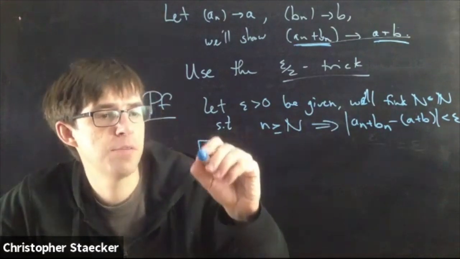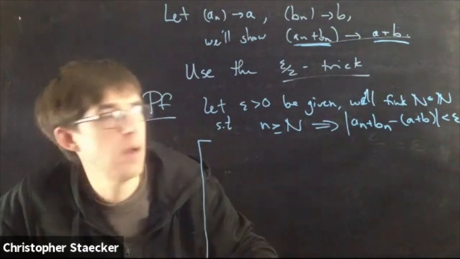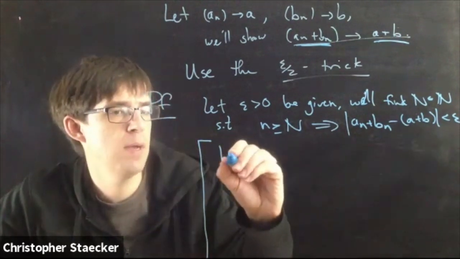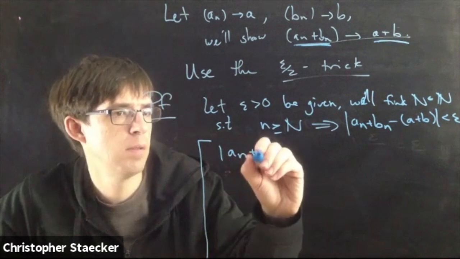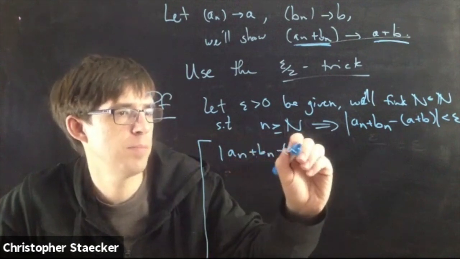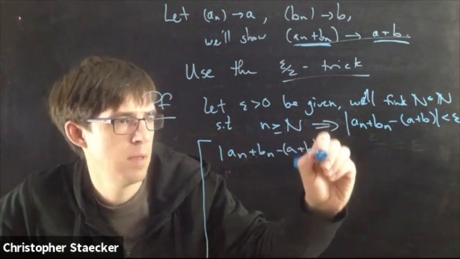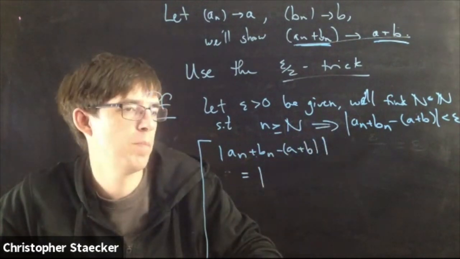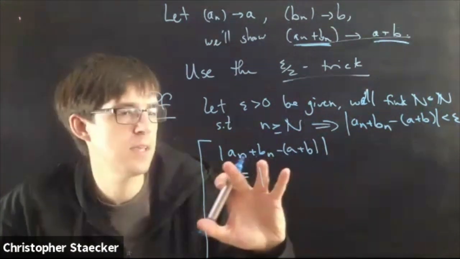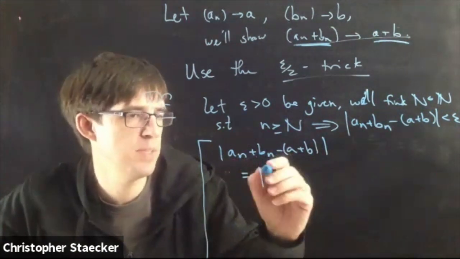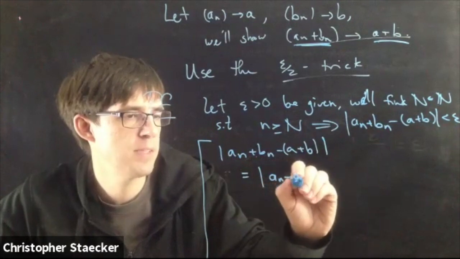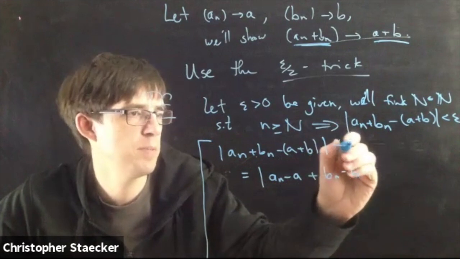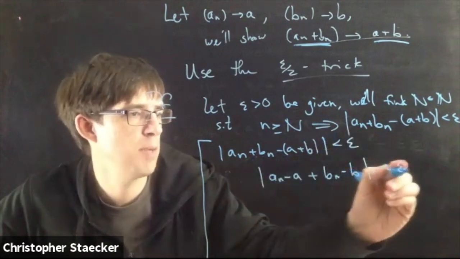And now I'm going to do my sort of work on the side here. We have this thing. What can we do to simplify that? Well, an plus bn minus parentheses a plus b. You can't do a whole lot with this, but at least can we write the a's next to each other and the b's next to each other? This is an minus a plus bn minus b, all right? And I want this to be less than epsilon each time.